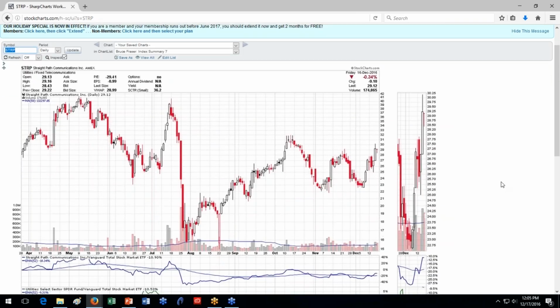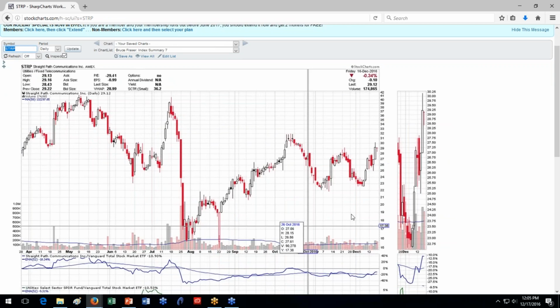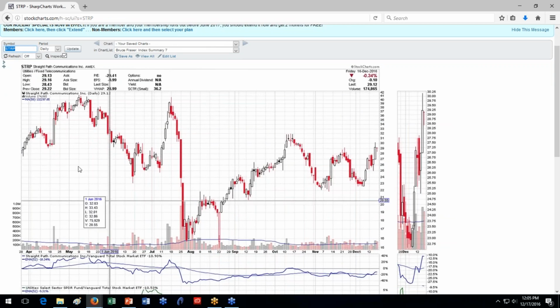Let's look at this one. And that's basically the process that we would go through. So I'm not going to go through all of the stocks, but you kind of get an idea of what we would be looking for. Now, again, one of the things that we need to understand is that the trade is not happening right now. We're just going through the selection process.